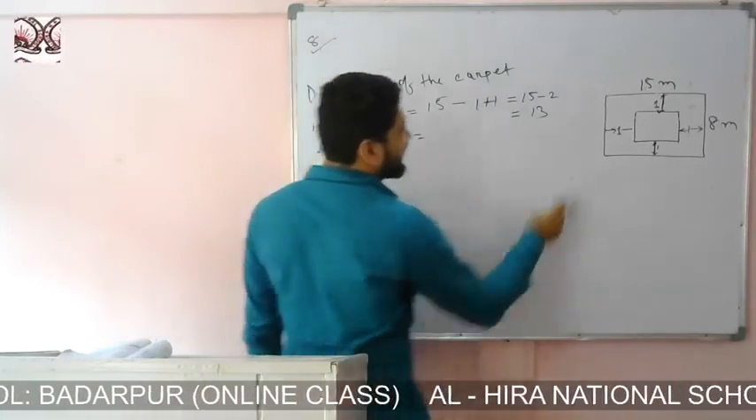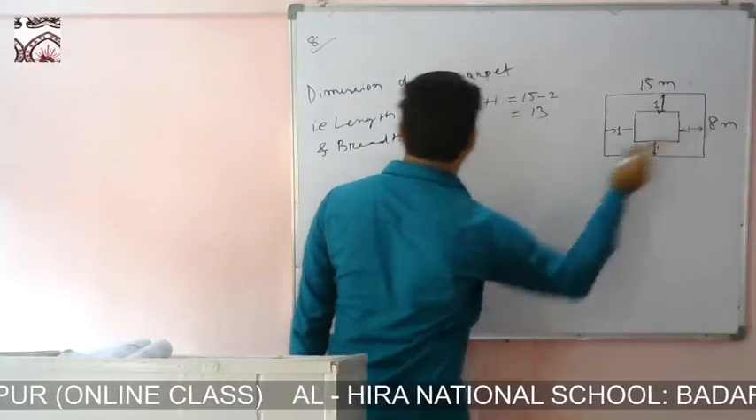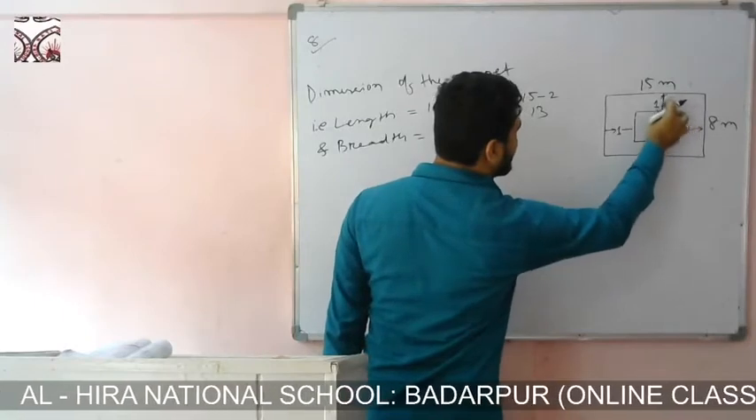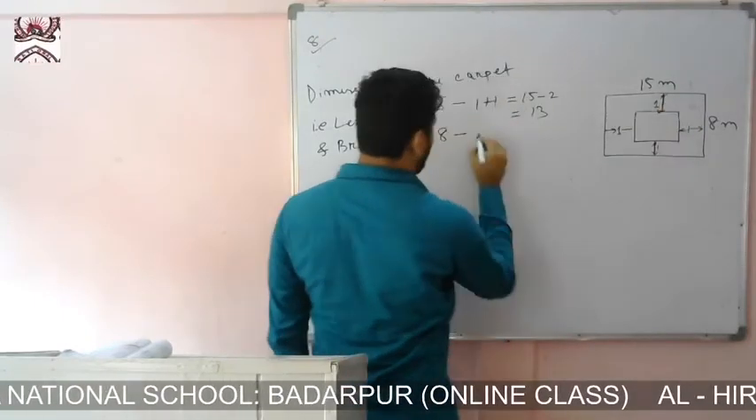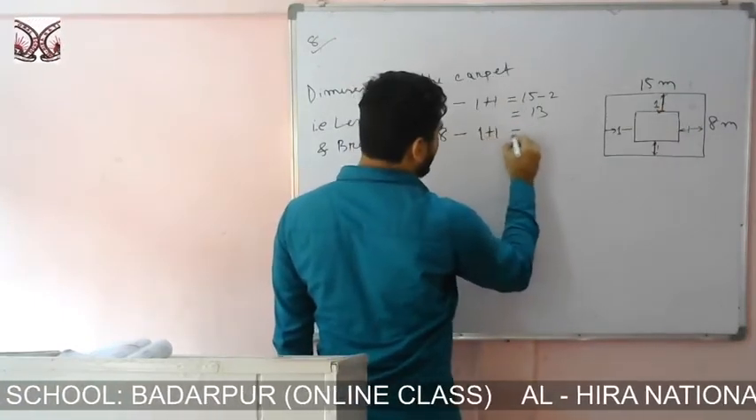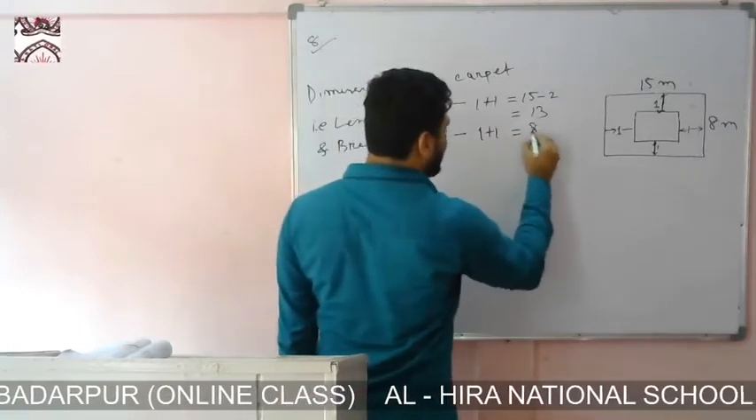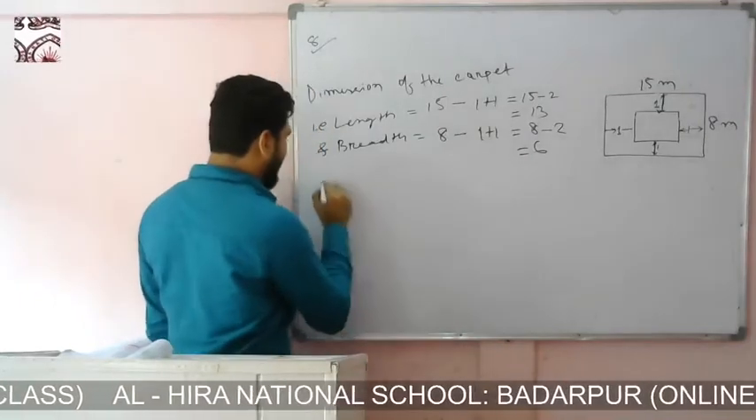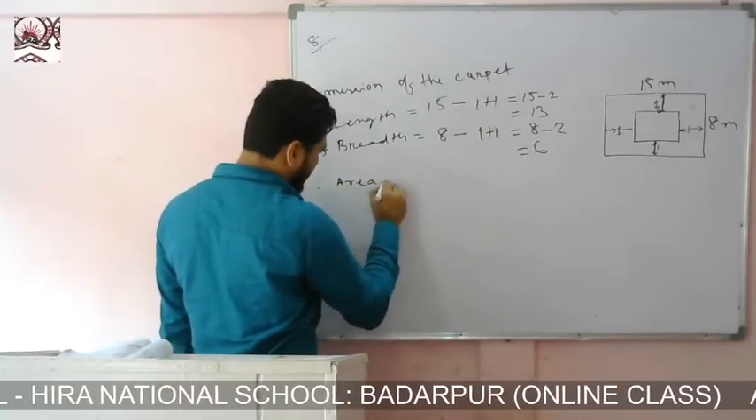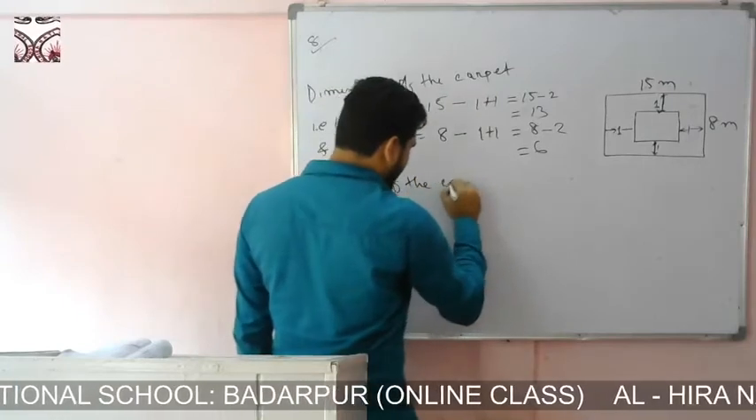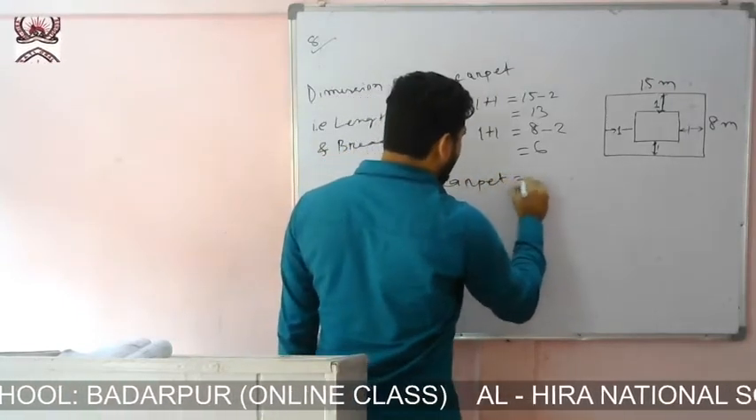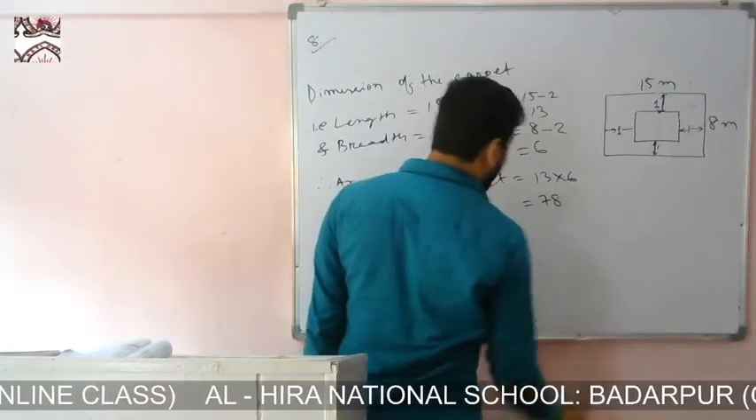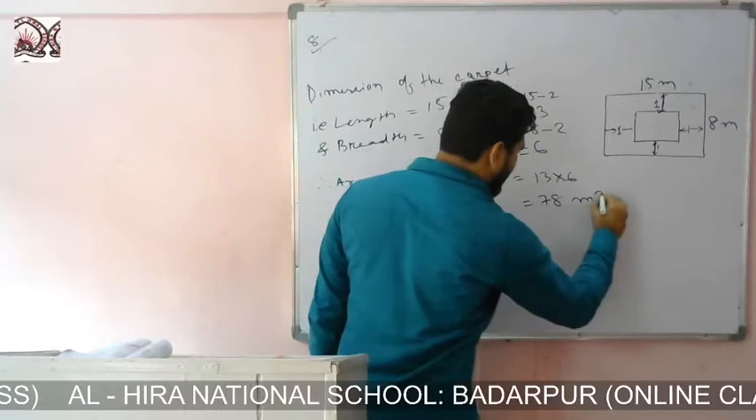will be what? This portion. We know this portion is a total 8. From 8 we have to subtract this portion and this portion. We know this portion and this portion was 1, 1. So minus 1 plus 1 equals to what? 8 minus 2. That means 6. Okay, now you can find the area of the carpet, right? Area of the carpet equals to what? Length into breadth, that means 13 into 6, so 78 meter square.